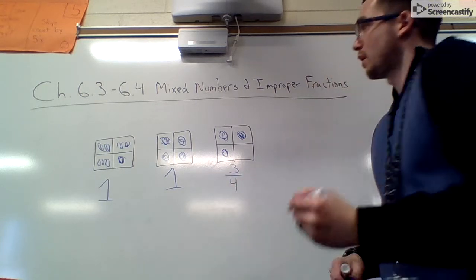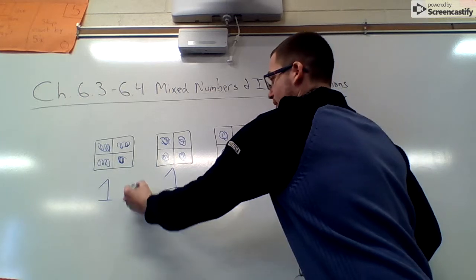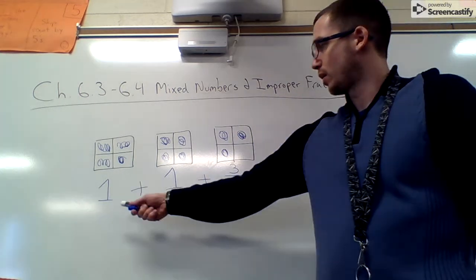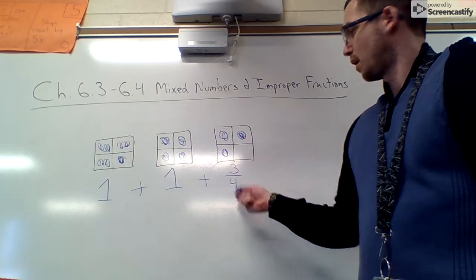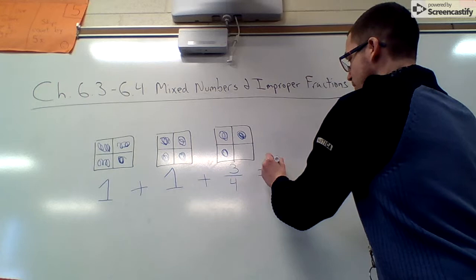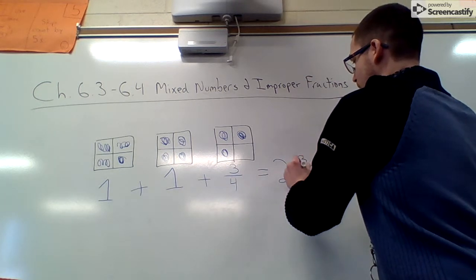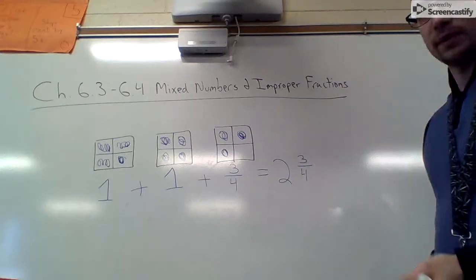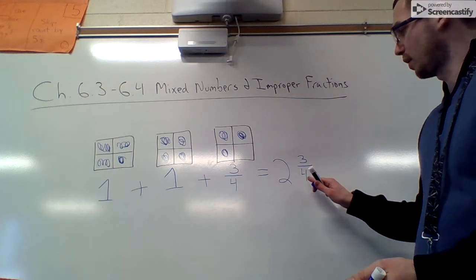Now, a mixed number is when we add together wholes and a fraction. If I were to add one whole plus one whole plus 3/4, I would come up with 2 wholes and 3/4. 2 and 3/4 is a mixed number because it's a combination of a whole number and a fraction.